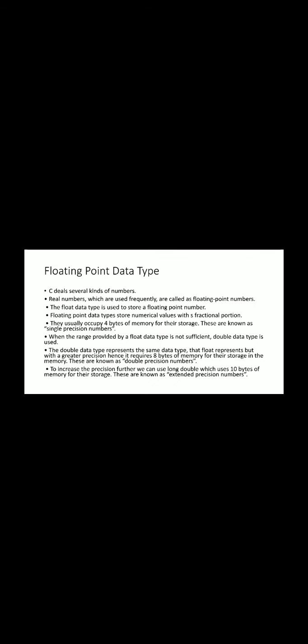When the range provided by the float data type is not sufficient, the double data type is used. The double data type represents the same data that float represents, but with greater precision. It requires 8 bytes in memory for storage. To increase the precision further, we can use long double, which uses 10 bytes of memory for storage. They are called extended precision numbers.